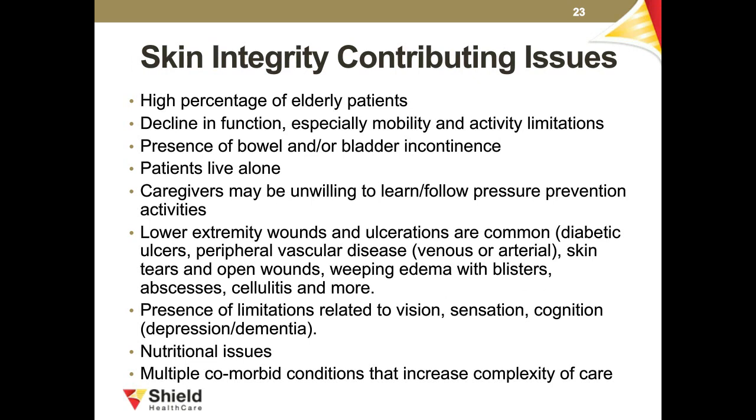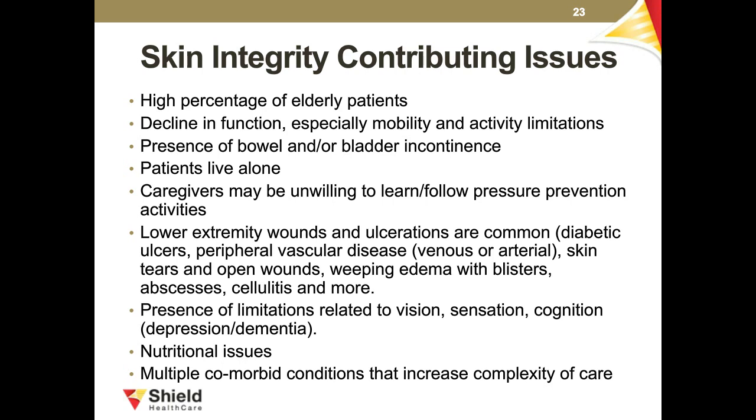So what are some of the skin integrity contributing issues? Well, this list is certainly not all-inclusive, but hits some of the high points of why our post-acute care population is at risk for skin integrity issues. The high percentage of elderly patients that are seen in all the post-acute care settings. The decline in function, especially mobility and activity limitations, which means the person's not as active, they're not in as good a shape as they were before, they're more likely to develop skin breakdown. The presence of bowel and bladder incontinence with the irritation on the skin, the problems you can have from that, from skin breakdown.